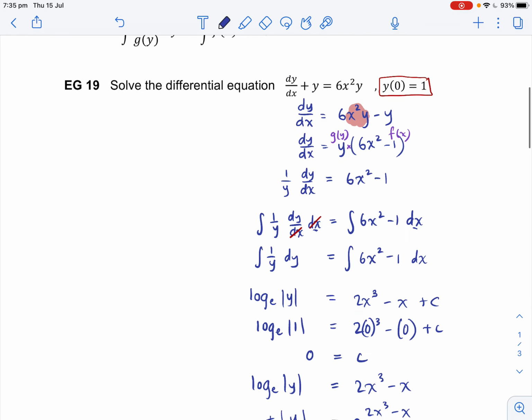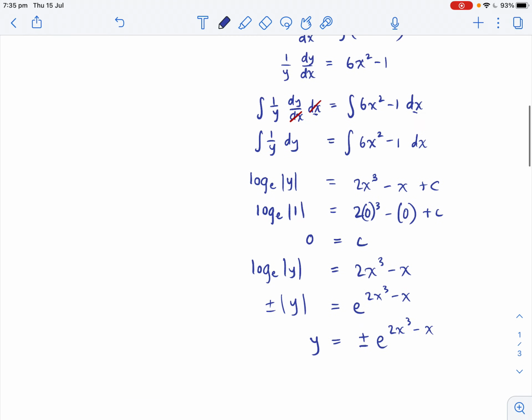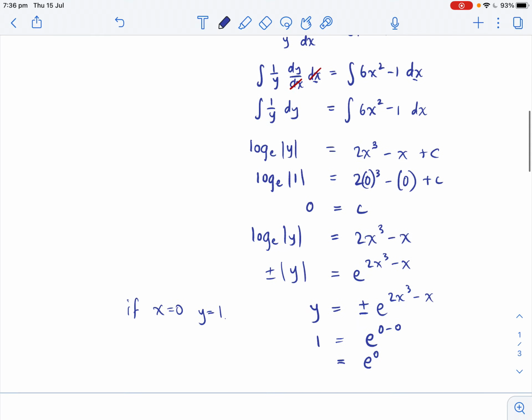So if we know that when x equals 0, y equals 1, let's look at what happens when I substitute those values into this expression. I would have a 0 minus 0, which is equal to e to the 0, which is equal to 1.